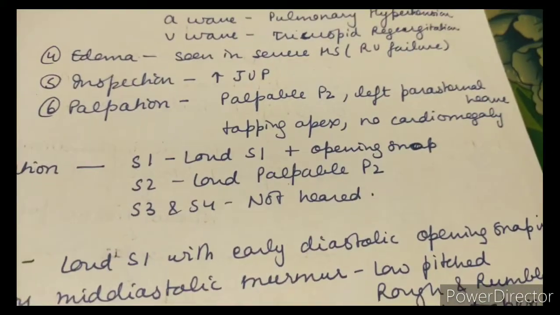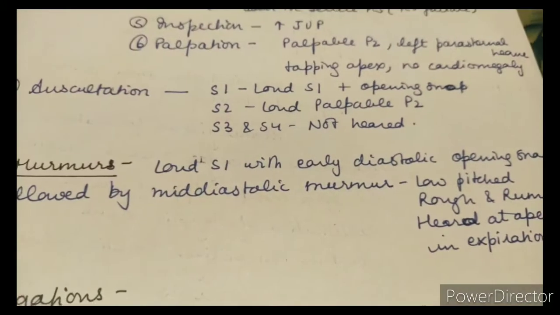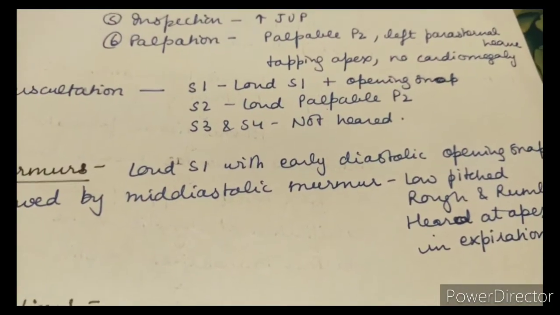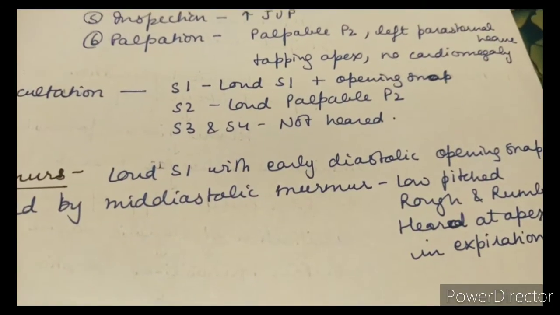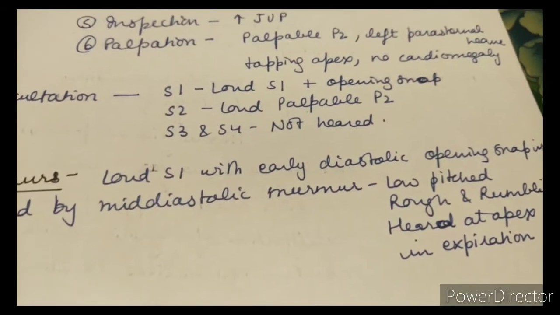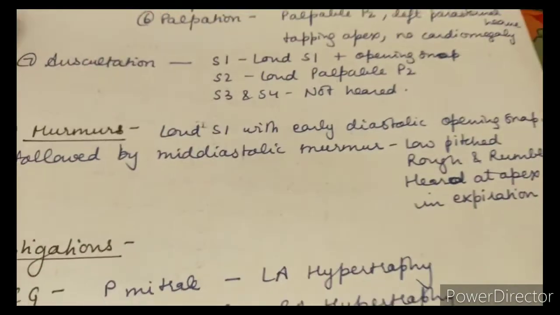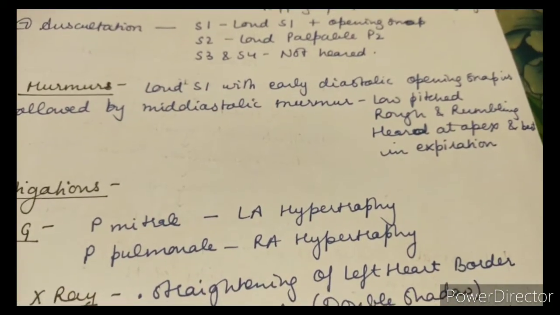Tapping apex can be seen here, and there is no cardiomegaly on palpation. On auscultation you will see that there is loud S1 which is followed by an opening snap. On S2 you can hear the loud palpable P2, but S3 and S4 are not heard here. A very important thing that comes now is murmur. So what kind of murmur you hear here?